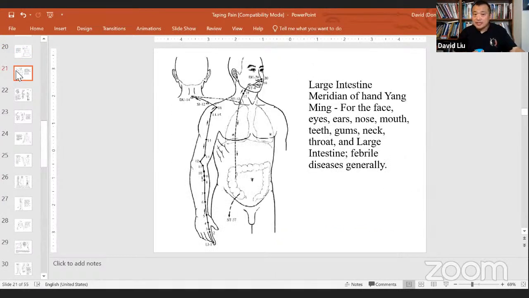We can go to the large intestine meridian. It runs along the lateral and lateral-frontal side of the arm and goes to the jaw. For any TMJ pain, we can use taping on the TMJ or the upper shoulder. For tennis elbow, we significantly use the large intestine meridian taping.